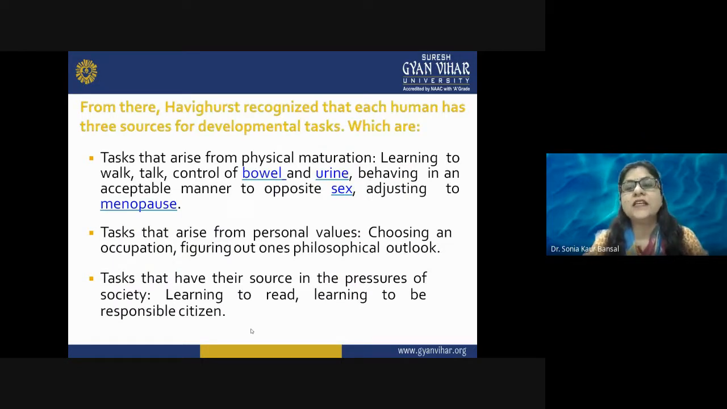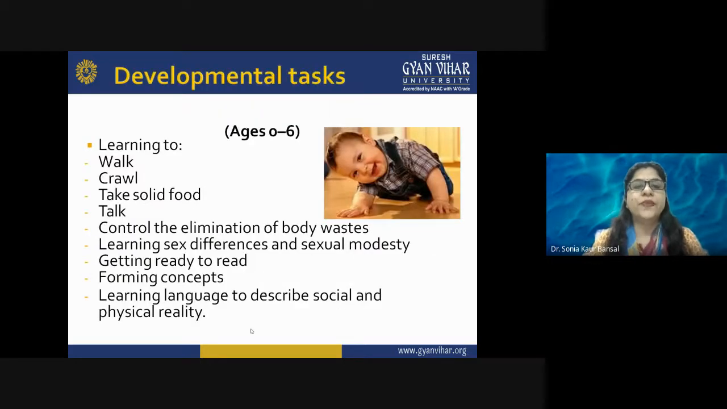Havighurst recognized that each human has three sources for developmental tasks. First, tasks that arise from physical maturation: learning to walk, learning to talk, control of bowel and urine, behaving in an acceptable manner to the opposite sex, adjusting to menopause. Then tasks that arise from personal values: choosing an occupation, figuring out one's philosophical outlook. So these are the different sources that we are discussing. Then tasks that have their source in the pressures of society: learning to read, learning to be a responsible citizen as well. Now let's discuss what the developmental tasks are in different stages.